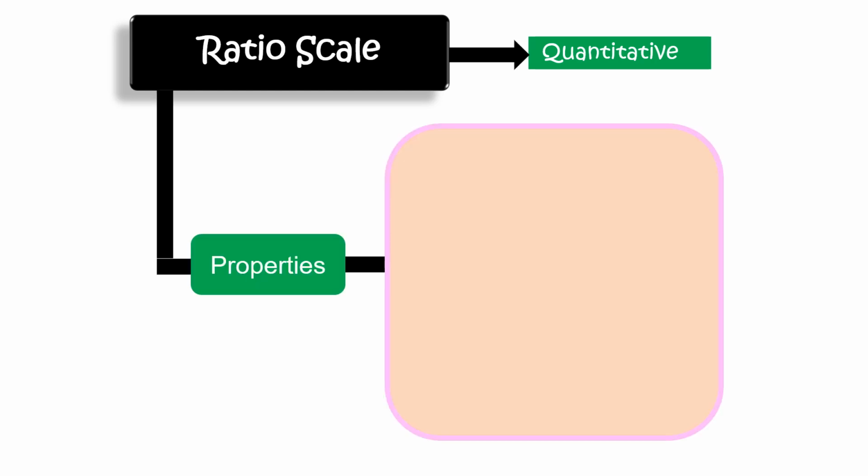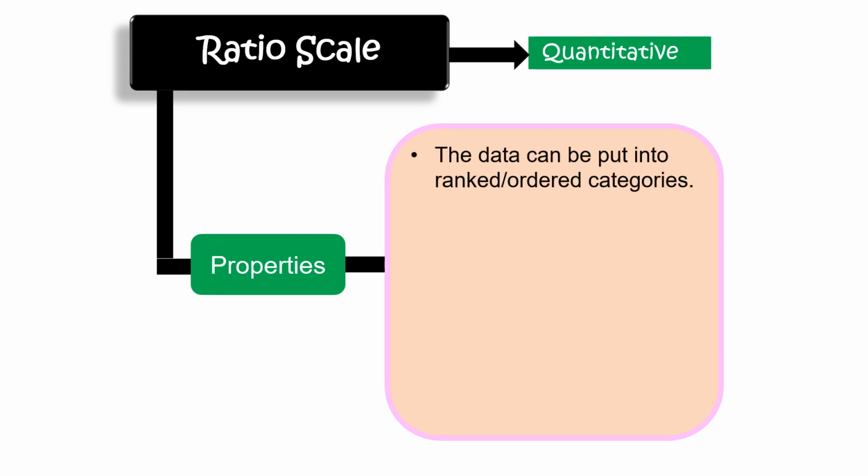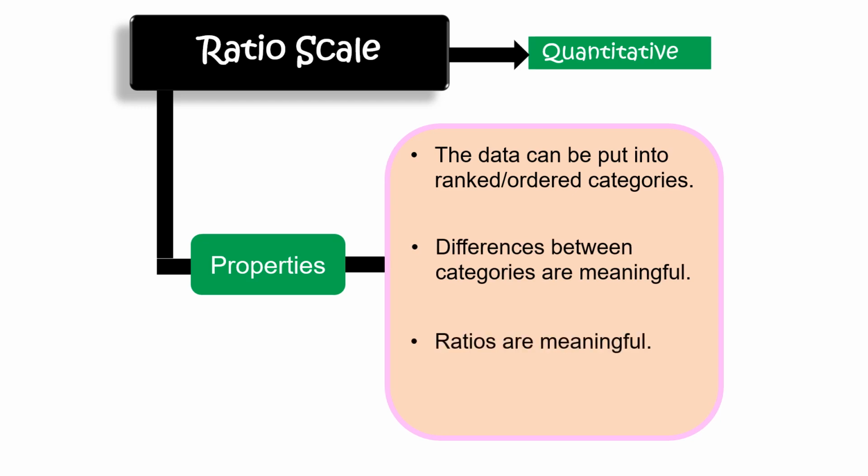Another level of measurement, of course, is the ratio scale. Again, like I said, first it needs to be a quantitative variable, and then you look at some properties to tell if it is a ratio scale. The first one is that the data can be put into ranked or ordered categories. Secondly, the differences between categories are meaningful, ratios are also meaningful, and there is a natural zero. So all of these 4 need to be correct for a variable to have a ratio measurement scale.